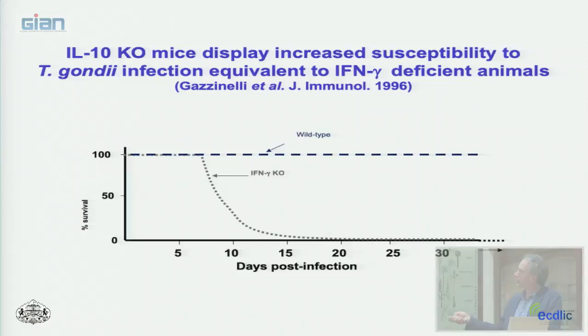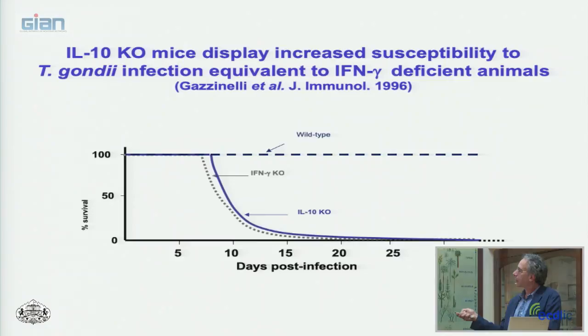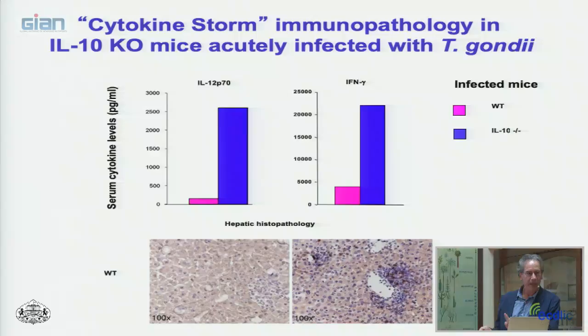So sure enough, if you take an interferon gamma knockout mouse, they'll die really early of infection. But then the surprise was that when they knocked out IL-10, instead of even being more resistant, they died just as quickly. So what did they die of? Well, they hardly had any parasites. What they died of was a cytokine storm. They died of immunopathology in the absence of an important regulator of a Th1 response.